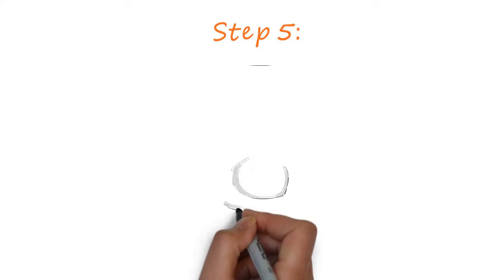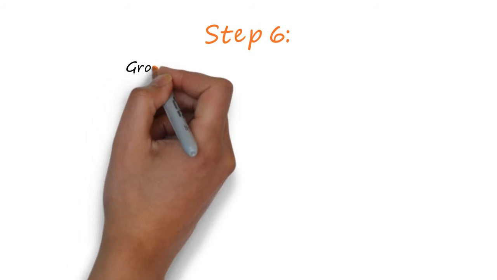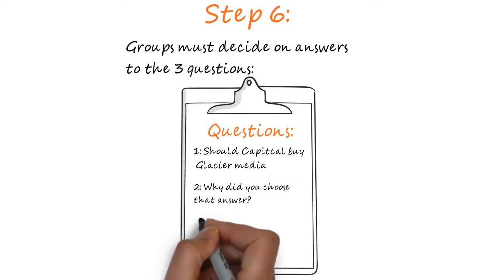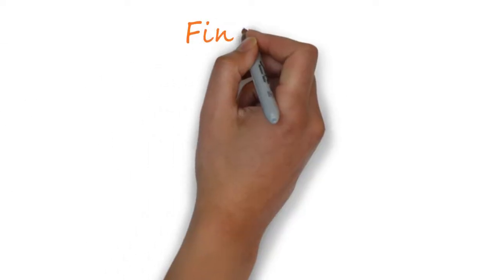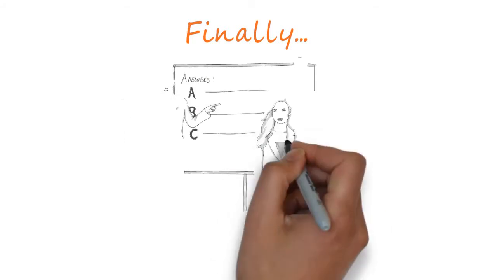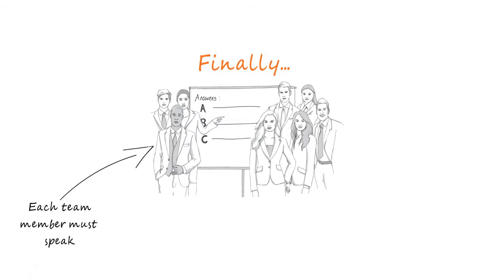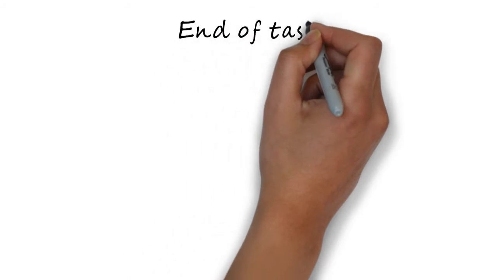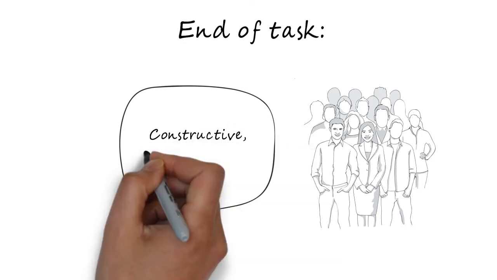5. Allow the teams 1 hour to read and discuss the information packs. 6. At the end of the hour, the groups must decide on their answers to the original 3 questions. They then get a further 15 minutes to prepare for their presentation. Finally, each group must present back to their assessors. It's important to remember that each team member must speak as part of this presentation, and the presentation cannot be longer than 15 minutes. And finally, at the end of the task, it is your job as assessors to provide constructive, positive feedback.